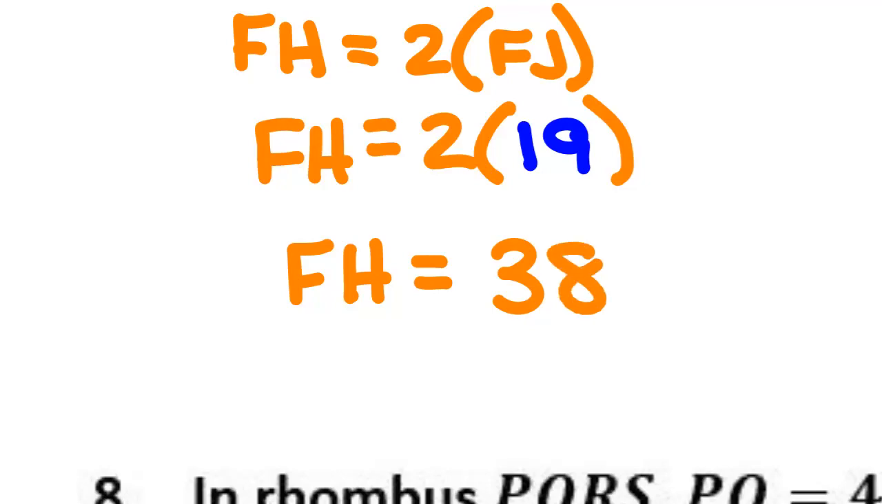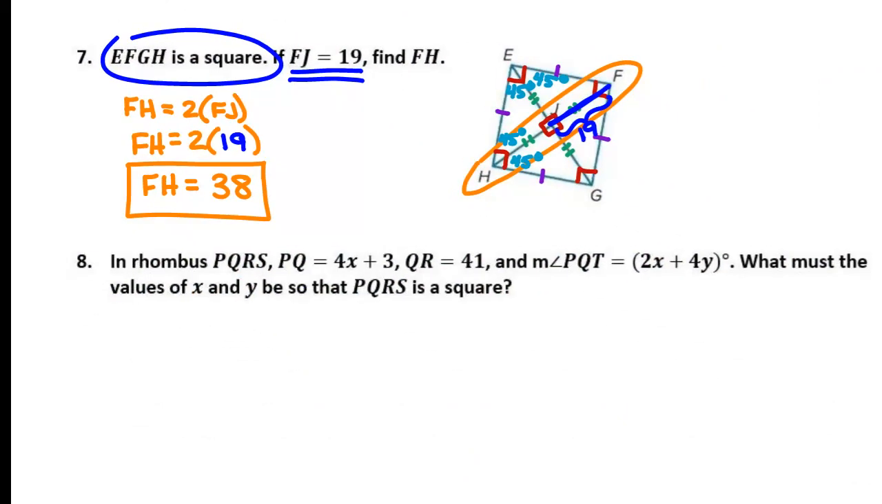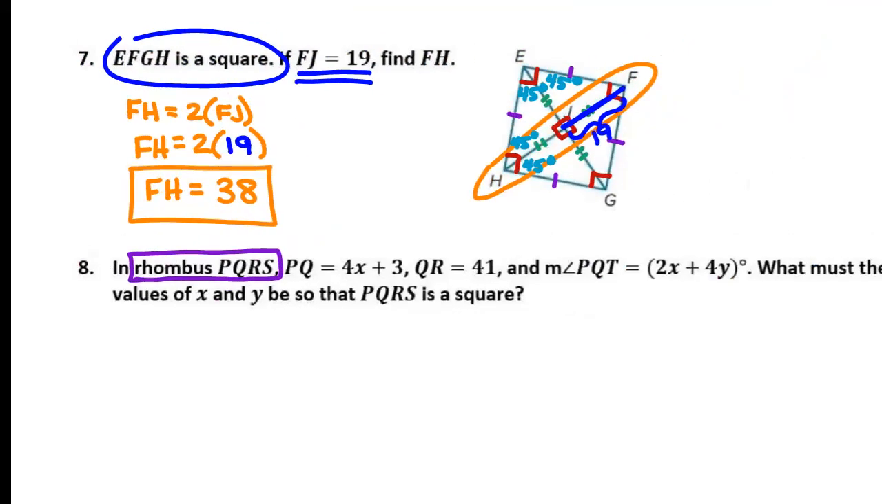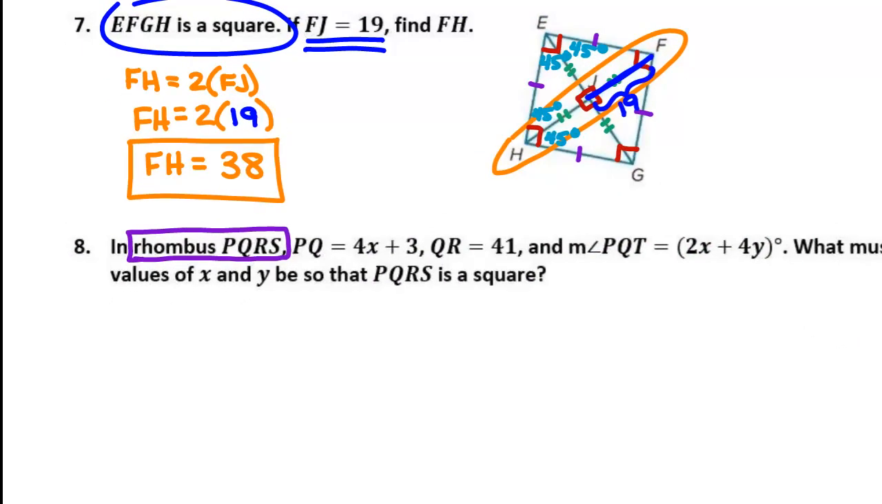38. Number 8 is worded a little bit strangely, so let's read through that together. It says, in rhombus PQRS, PQ is 4x plus 3, QR is 41, and the measurement of angle PQT is 2x plus 4y. What must be the values of x and y so that PQRS is a square?